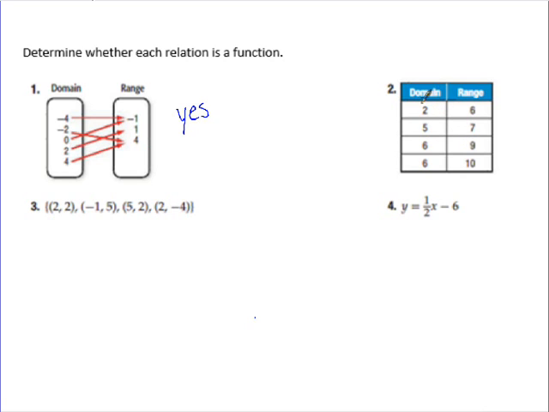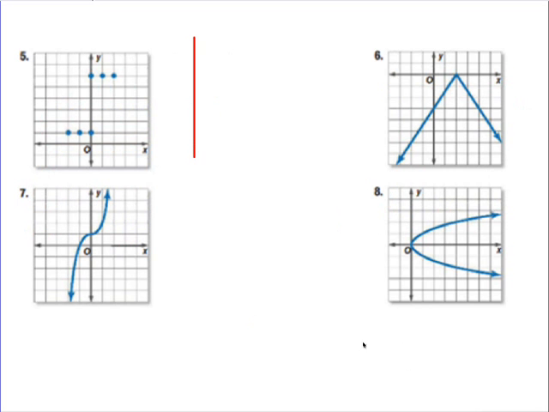Over here we have a table, and I'm looking at the x values, 2, 5, 6, and 6. The 6 is repeated, and look, it has 2 different y values, 6, 9, and 6, 10. That can't happen in a function, so this one, no, is not a function. Here I have a list of ordered pairs, so let's look at the x values. I have 2, -1, 5, and 2. Well, that 2 appears twice. That is not allowed in a function, so no, that one is not. Okay, we're going to skip the line for now. We'll do that in a later chapter.